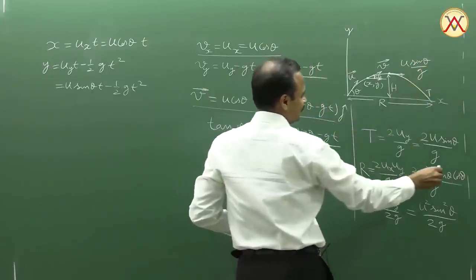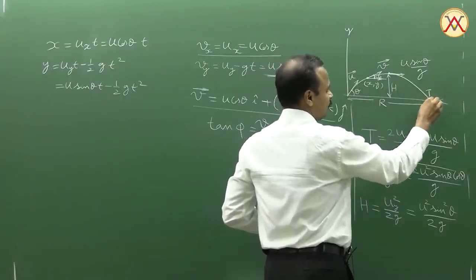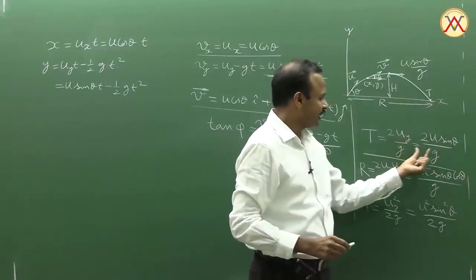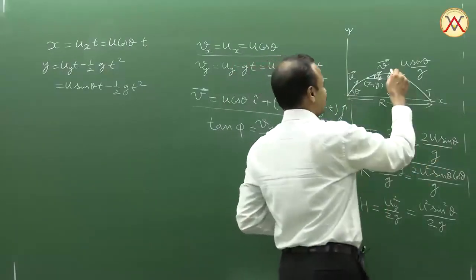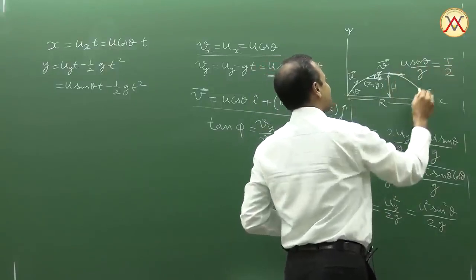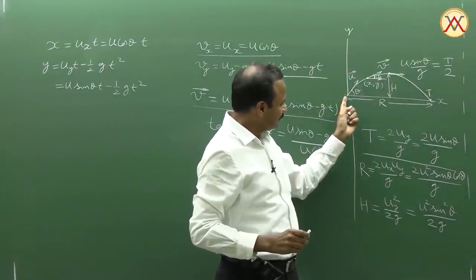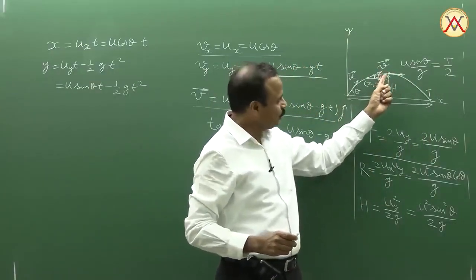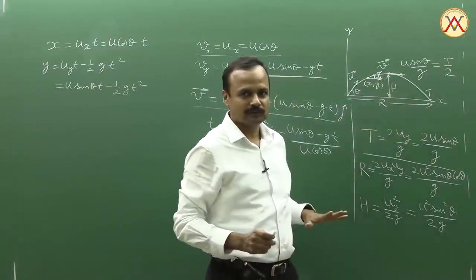Now you can see, we already know that the total time of flight, from here up to the point where it strikes the ground again, was twice uy by g, or 2 u sin theta by g. This is exactly half of it. So at the half time mark, it is at the highest point. In fact, this part of the journey, in which the projectile is rising, takes equal time to the part in which it comes back to the ground.